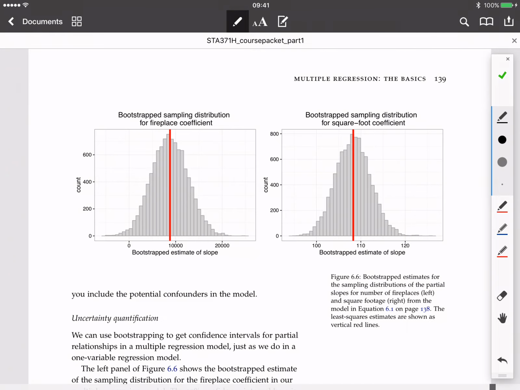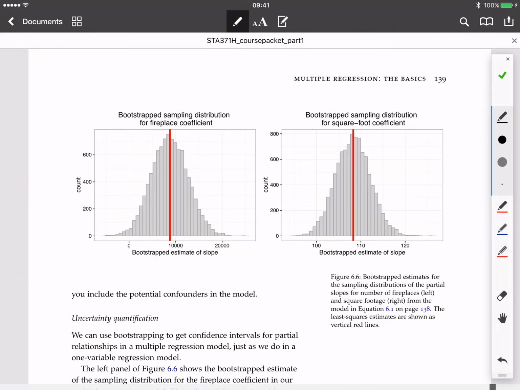We had an estimate for the fireplace coefficient of around $9,000, but of course we have some uncertainty associated with that coefficient as well. And a very straightforward way to characterize that uncertainty, as we've learned, is to bootstrap the regression model. That is, to repeatedly sample with replacement from our original sample to mimic the variability that we would get if taking real samples from the real population, and for each of those bootstrap samples to refit the model. So if we do that, we get a sampling distribution of estimates of the partial slopes in our regression model.